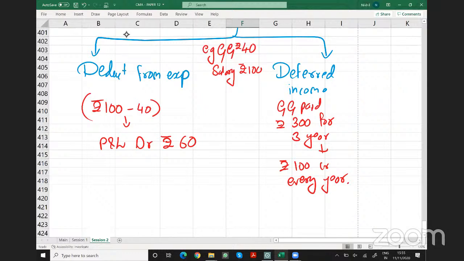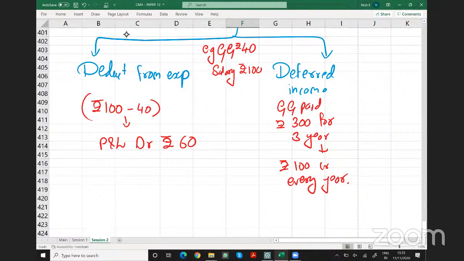And the third one is, if it is a non-depreciable asset, are there any terms and conditions? If the answer is no, it should be transferred to the capital reserve account. If the answer is yes, it should be treated as a deferred income. Deferred income means it should be credited to profit and loss account for more than one accounting period.